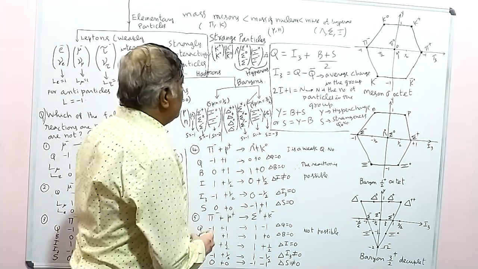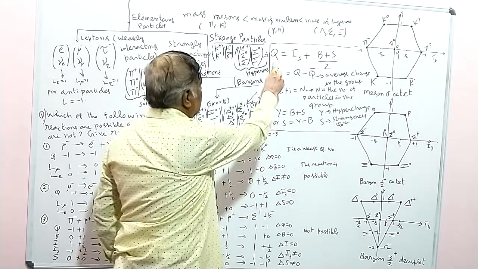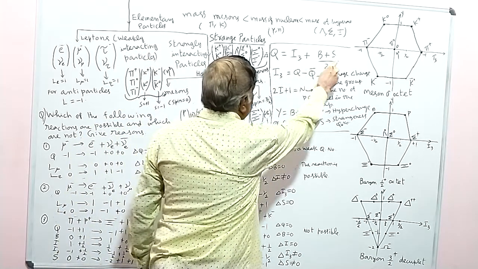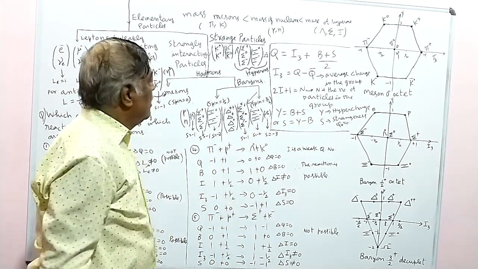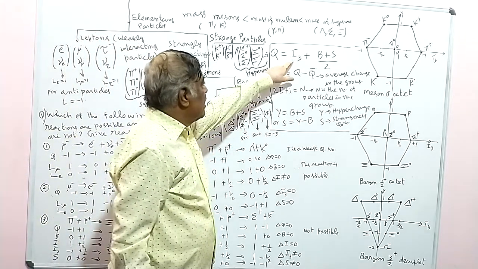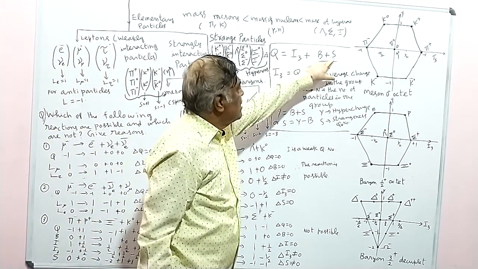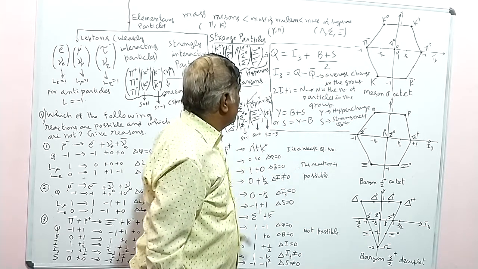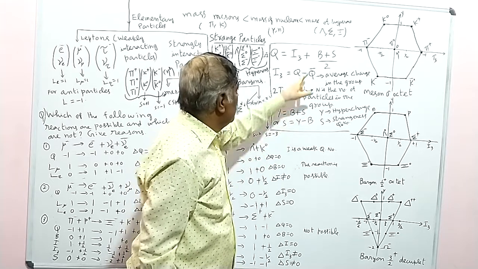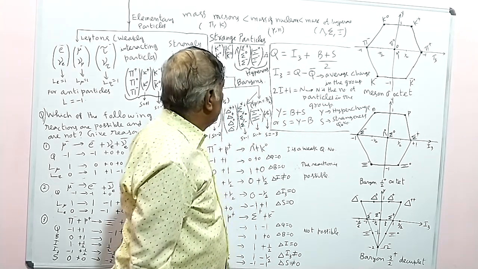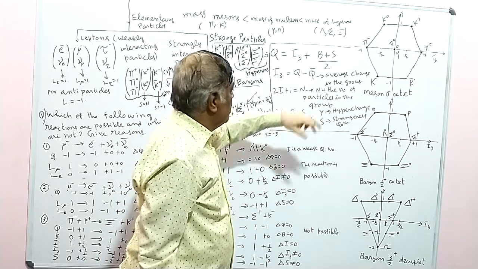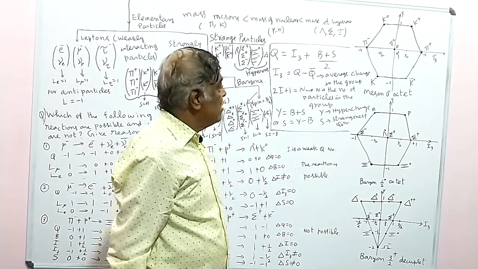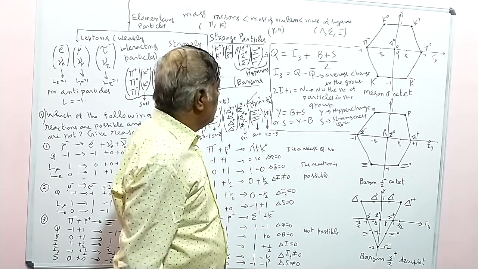Now, there is a relation connecting the charge. This is the formula: Q is equal to I3 plus (B plus S)/2. I3 is the third component of the isospin, B is the baryon number, S is the strangeness number, and B plus S is called the hypercharge, Y. So Q equals I3 plus Y/2, and I3 is Q minus Q bar. Q is the charge of a particular particle, Q bar is the average charge of the particles in the group.